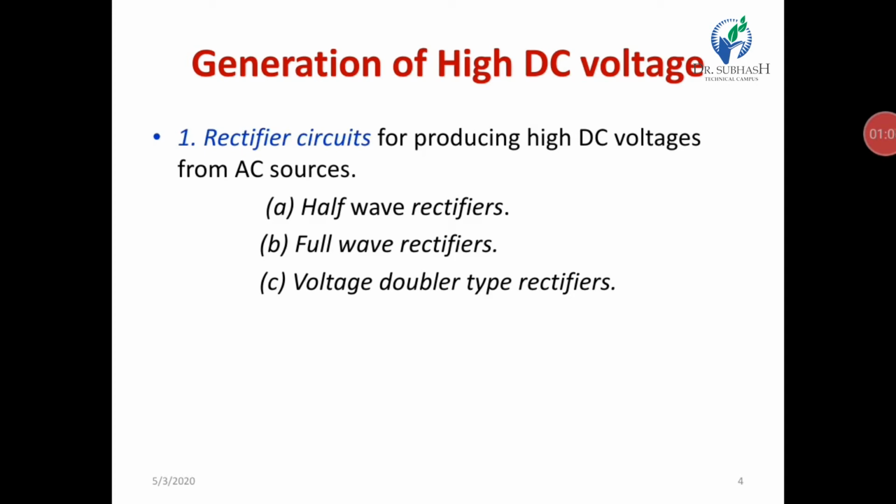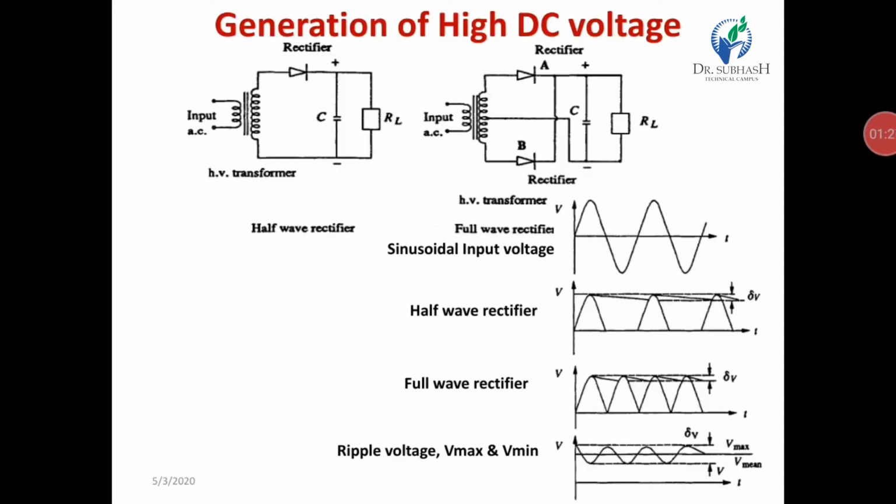First we will see the rectifier circuits for producing high DC voltages from AC sources. So there are three methods: one is the half wave rectifier, second is the full wave rectifier, and third is voltage doubler circuits. Here we can see two figures. The first one is for the half wave rectifier and the second circuit diagram is for the full wave rectifier.